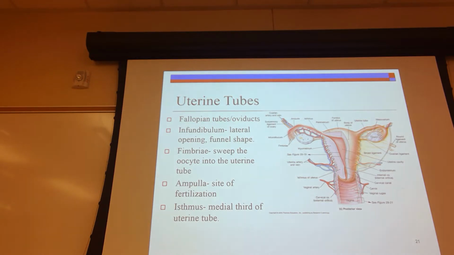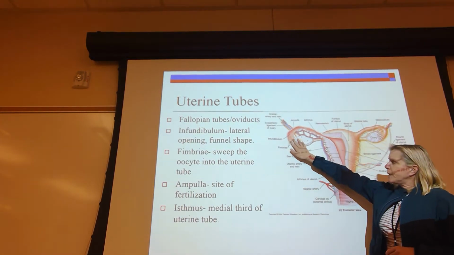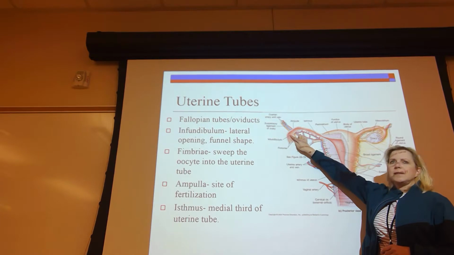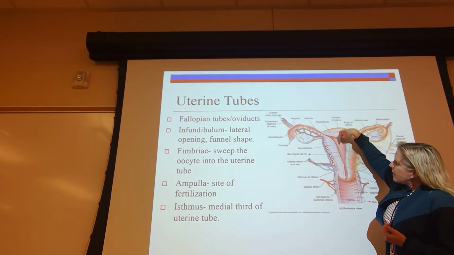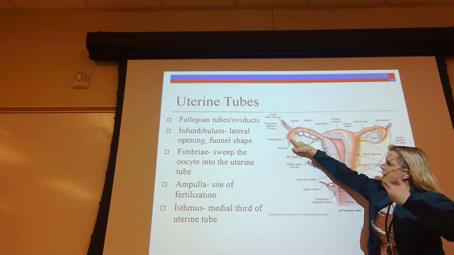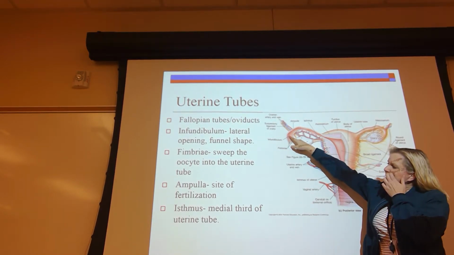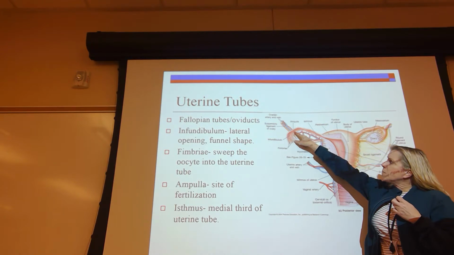Uterine tubes, also known as fallopian tubes, have parts. Do you remember the fimbriae, the little fingers? Infundibulum means that it's a trumpet shape. And then we have the oocyte going up through the fimbriae. They sweep it into the infundibula. And the ampulla is this part right here, and that's where fertilization typically takes place.